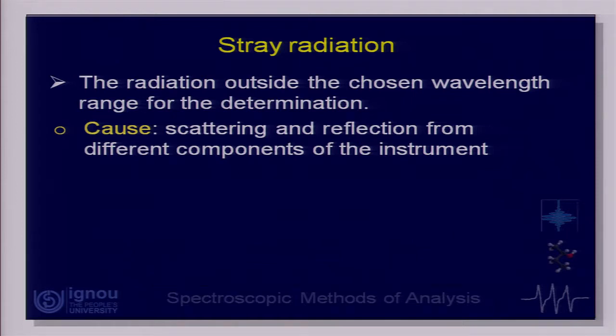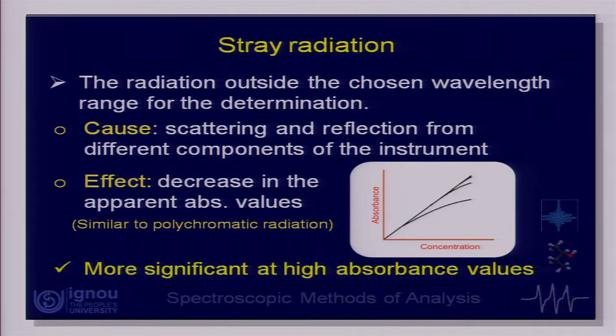So, essentially what happens is these stray radiations also have certain absorptivity. As a consequence, the observed absorbance values will be different from what I expect from the system. So, there will be deviations similar to what we had in case of polychromatic radiation.